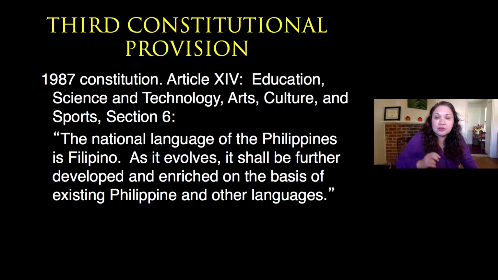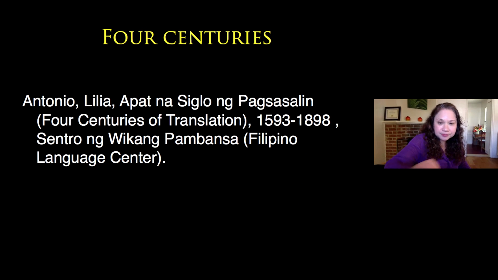Now, we go to the third constitutional provision. And this was because of the 1987 Constitution. And according to this Constitution, the national language of the Philippines is Filipino. Note the use of the letter F. And as it evolves, it shall be further developed and enriched on the basis of existing Philippine and other languages. So you would have new letters introduced in Filipino. So let's move on.